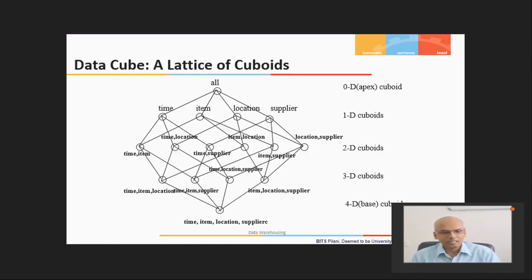Now let's see. This lattice applies to a retail chain. Let us say a retail chain has several locations where they operate, and they sell a lot of items, and their items are supplied by many suppliers. And now they want to analyze how the sales are happening for various items at various points of time, at various locations, based on the various suppliers.